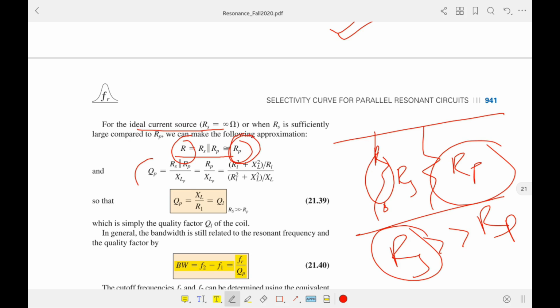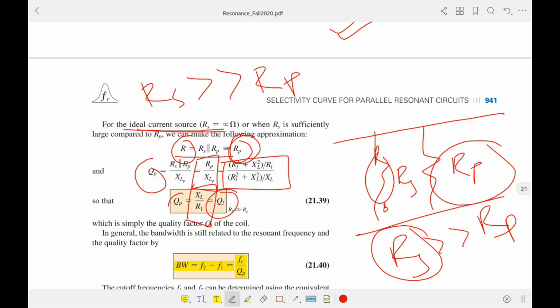So then we can write the quality factor equation as just RP over XLP, and if we put the values of RP and XLP that we already calculated previously, it reduces to just XL over RL. So this is actually the QL. So obviously remember, for an ideal source, or when RS is much higher than RP, then QP equal to QL. So what is QP? QP is the Q factor, that is the quality factor for our whole circuit at the parallel resonance condition, and QL is just for our component.